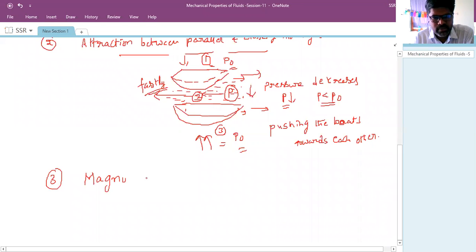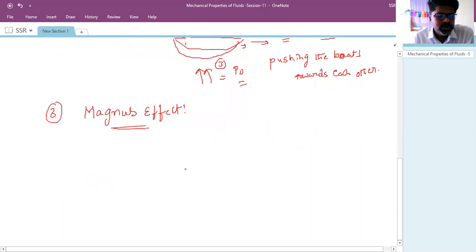Magnus effect. This application is very, very interesting, and for you youth, very interesting, because this is related to spinning of the ball. Spinning of the ball has so many applications in nowadays sports.